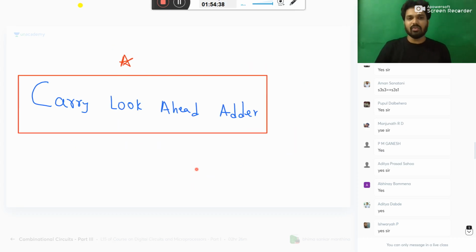What is the advantage of the carry look ahead adder? It will generate the carry at every stage without depending on the previous carries. In the ripple carry adder, it depends on the previous carry, so delay increased. That disadvantage this adder will overcome by generating the carry individually at each and every stage. Let's see.